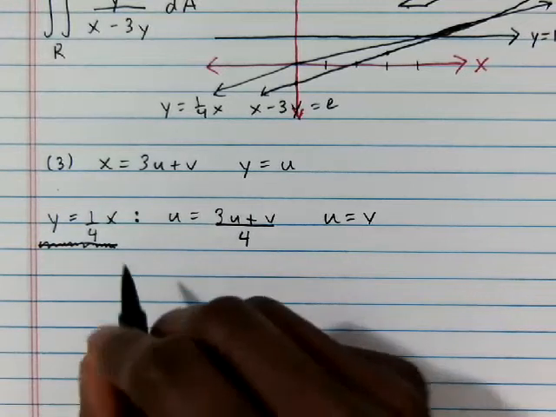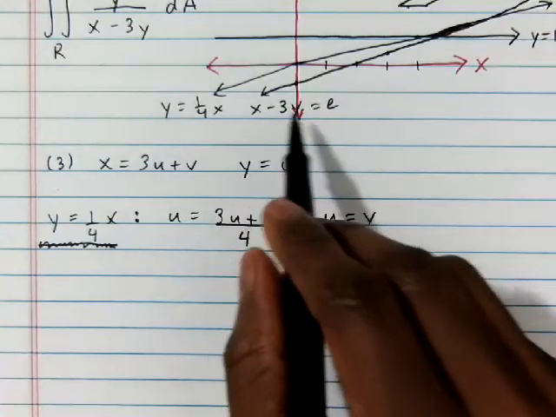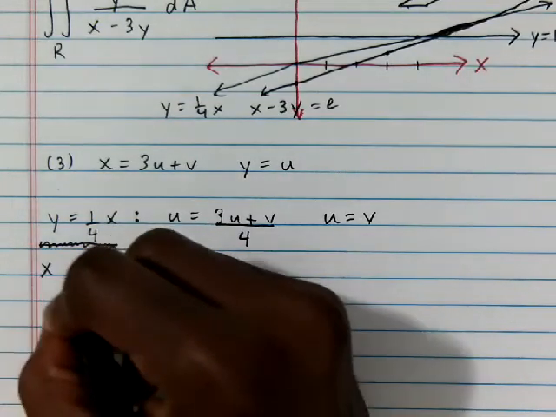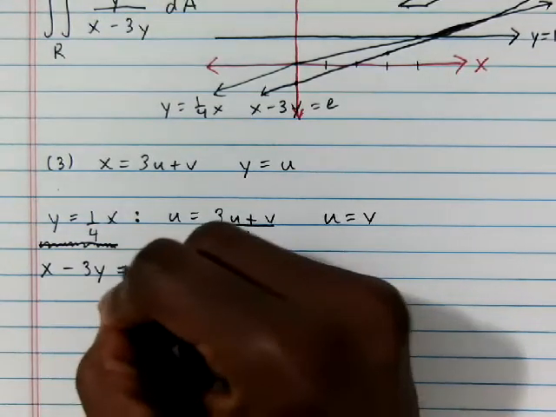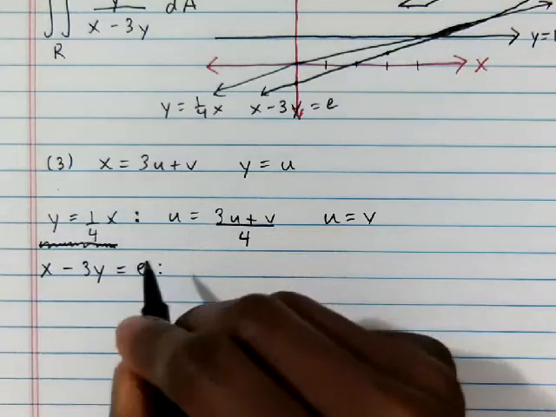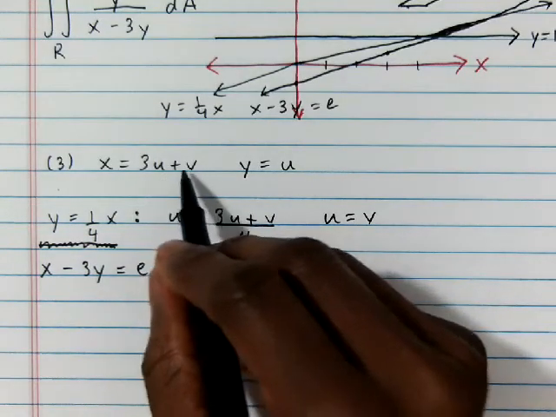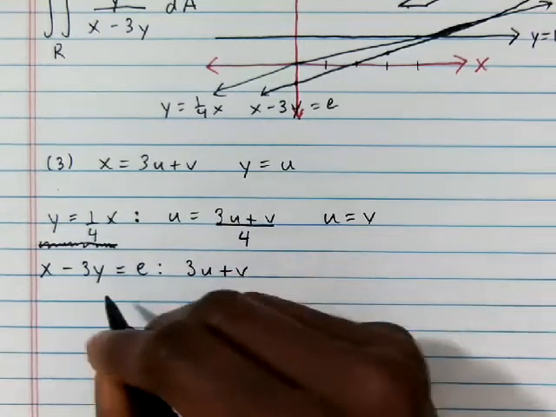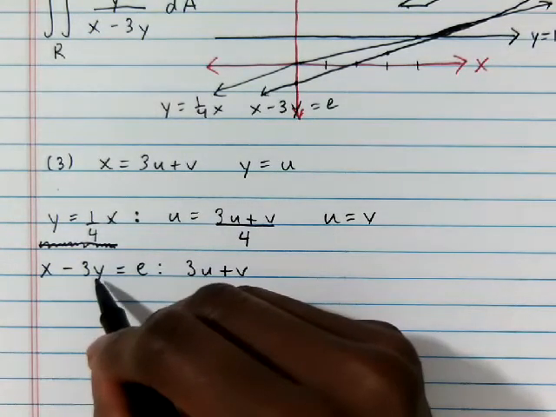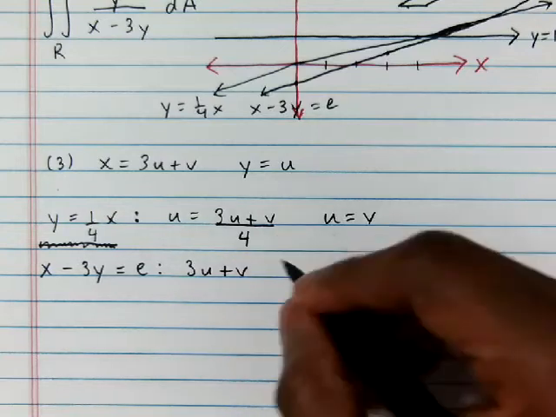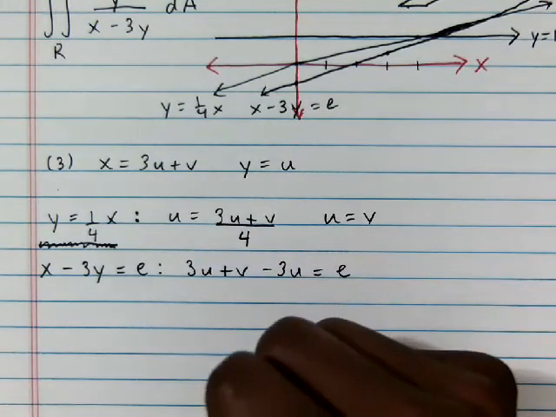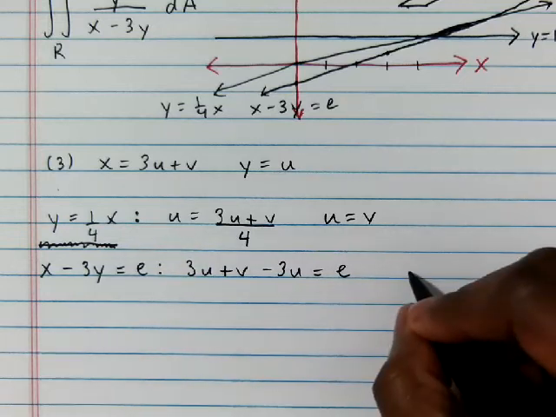Now from the next equation, x minus 3y equals e. We substitute our x in there and we get 3u plus v minus 3y, but y is the same as u. So minus 3u equals e. And that just gives us v equals e.